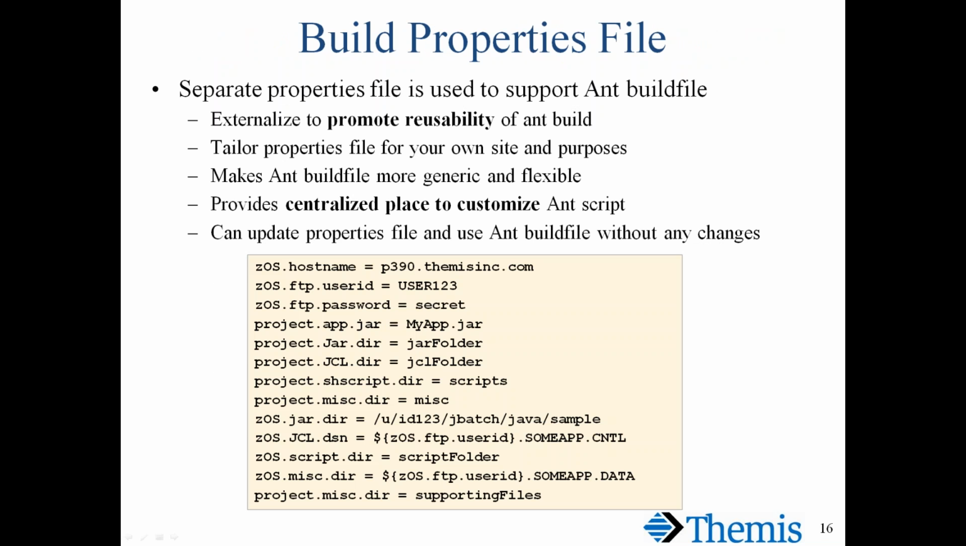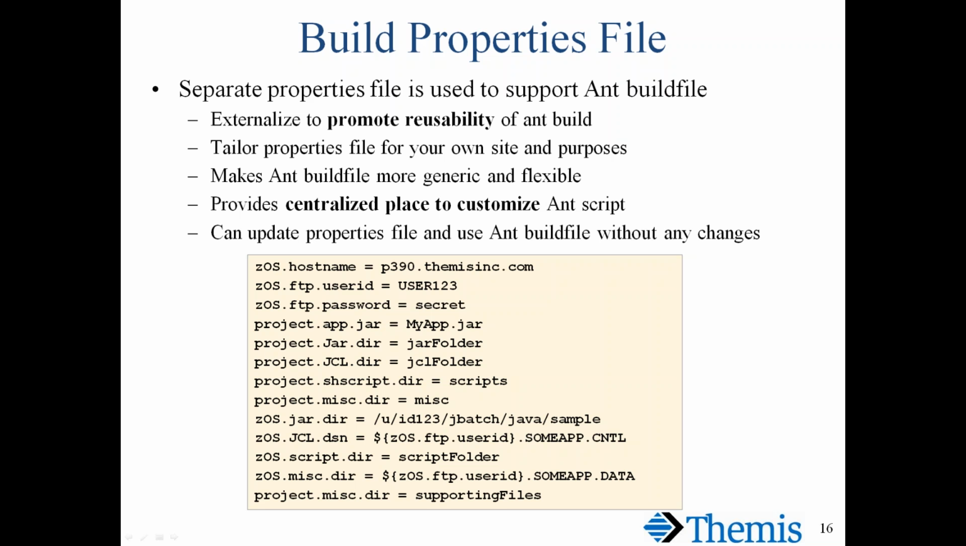Ant, like many things, makes use of properties files. We have a little example of one. A properties file is simply a centralized place to customize properties, which are name value pairs, which you see on the bottom half of the slide, where the left-hand side is the property name and the right-hand side is the value that can then be plugged into your Ant scripts. You can see towards the bottom how those properties are accessed using symbolic dollar brace syntax. You see ZIOS FTP user ID defined on line 2 and used in a couple of places towards the bottom.